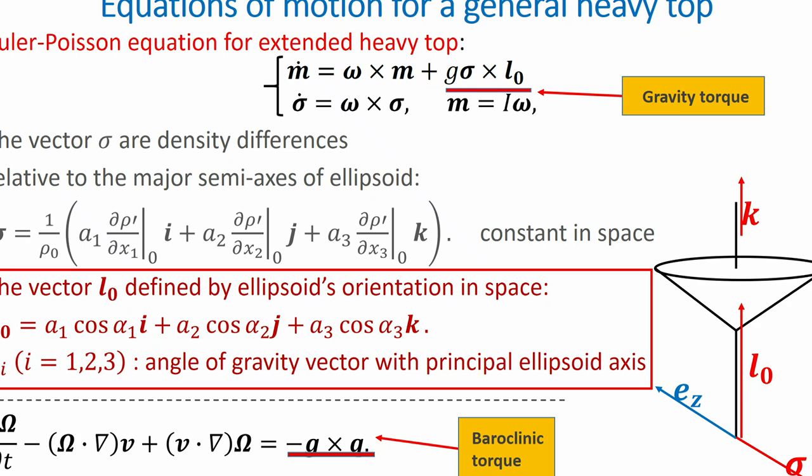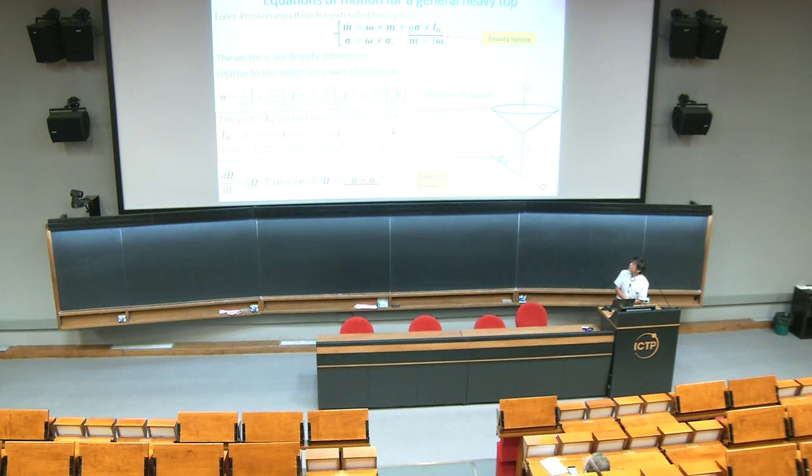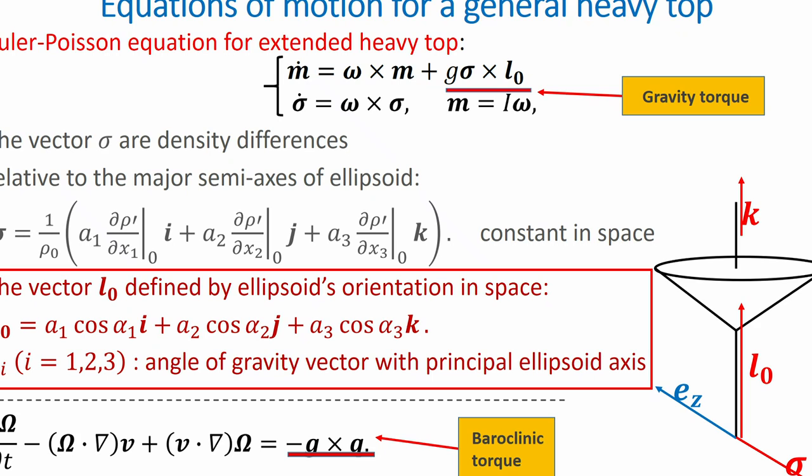And this is the equation governing the heavy top in the frame fixed to the body. Omega is angular velocity, M is angular momentum, and this L0 is, in the language of the body, just the axis from the fixed point to the center of gravity. And now, viewed from the frame fixed to the body, the direction of gravity is rotating. This direction of gravity is represented by sigma. And in the language of fluids, sigma comes from the gradient of the density.